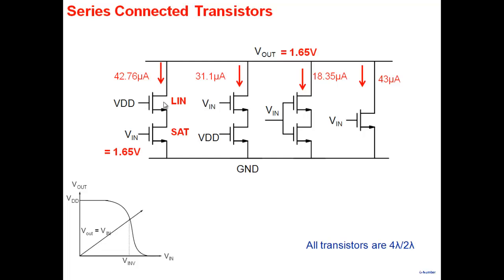This goes into linear region. So if this is 1.65 here, some voltage will drop. The voltage here will come out to be maybe 1.3 or something, depending on the currents and all that will come out here. This transistor is in saturation region.